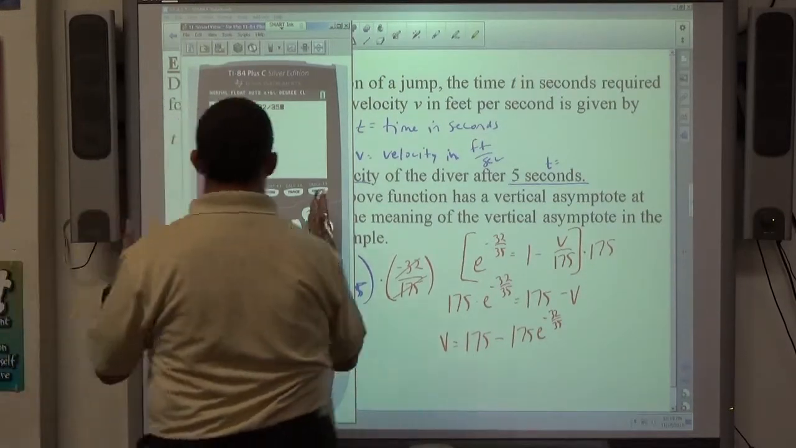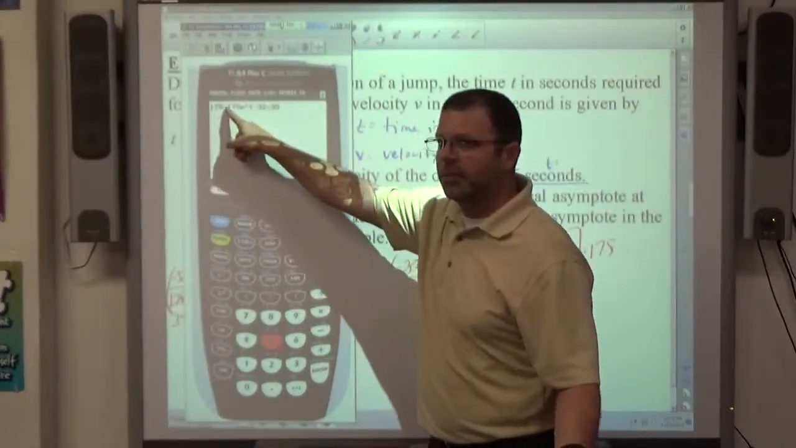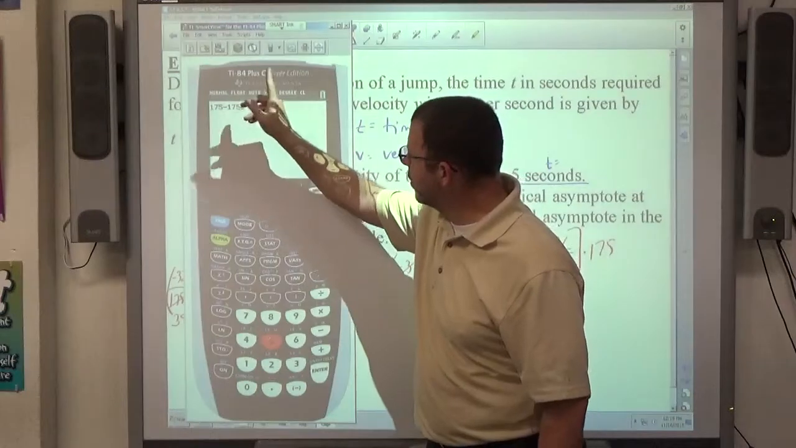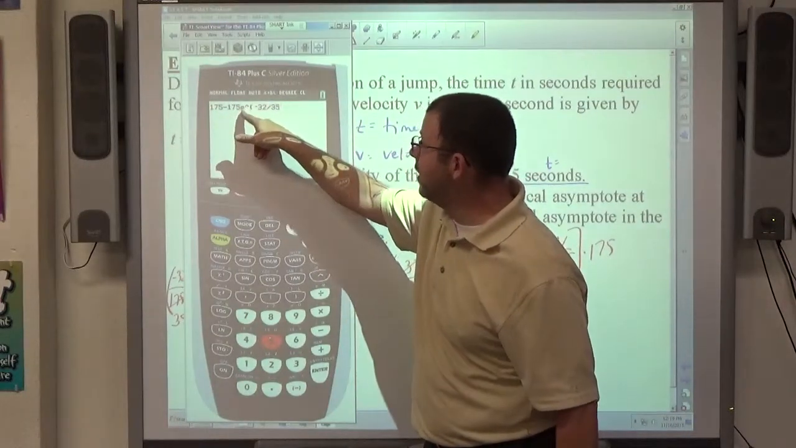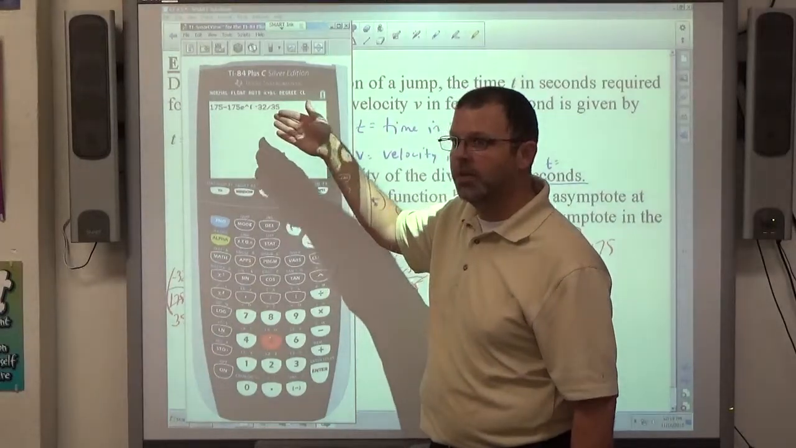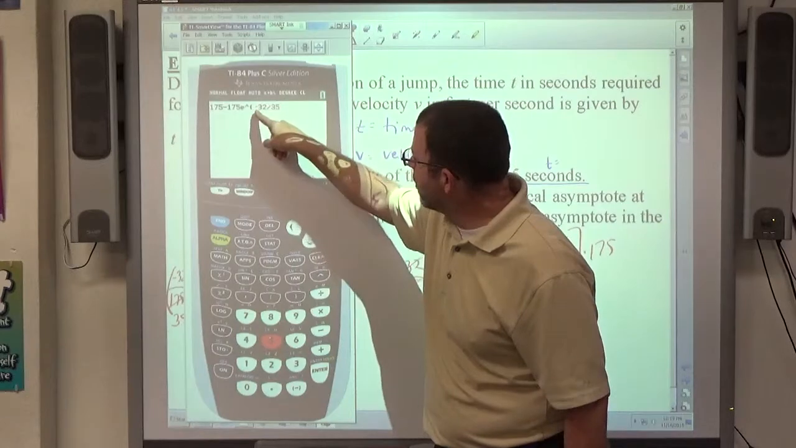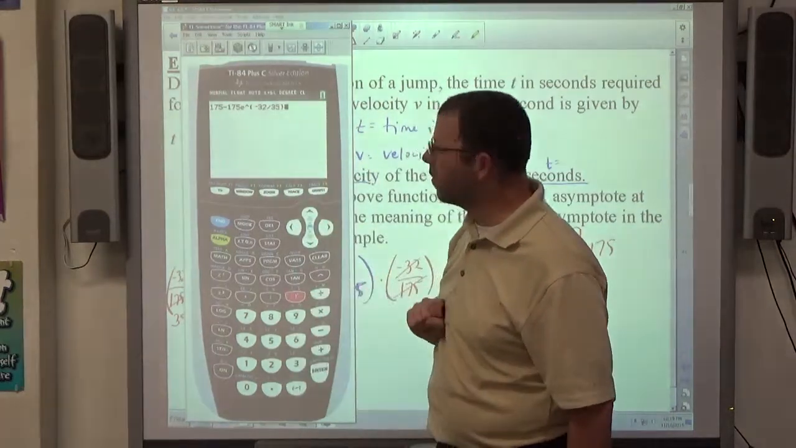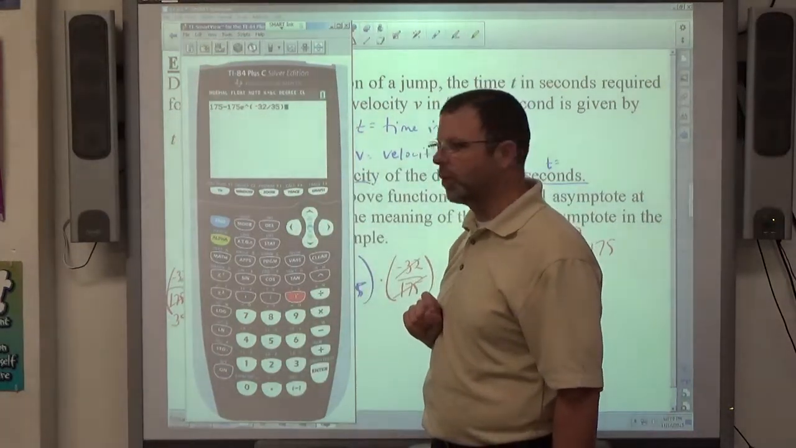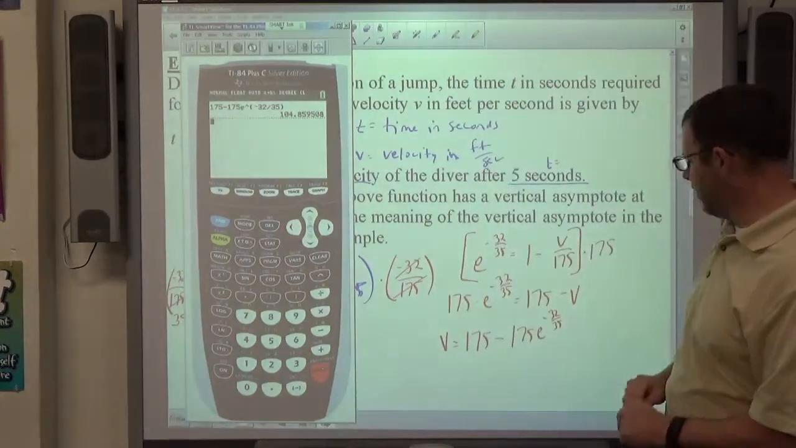And again, good entry technique. 175 minus, plus, that ends that, so we don't have to worry about parentheses. 175 times e to any power, you just have to write 175e, you don't have to put times if you don't want to. You can if you want to also. Negative 32 35ths to the power, so e caret parentheses, and the entire power is in parentheses. Make sure both the numerator and denominator are in there. Hit equals, and we end up with 104.86.